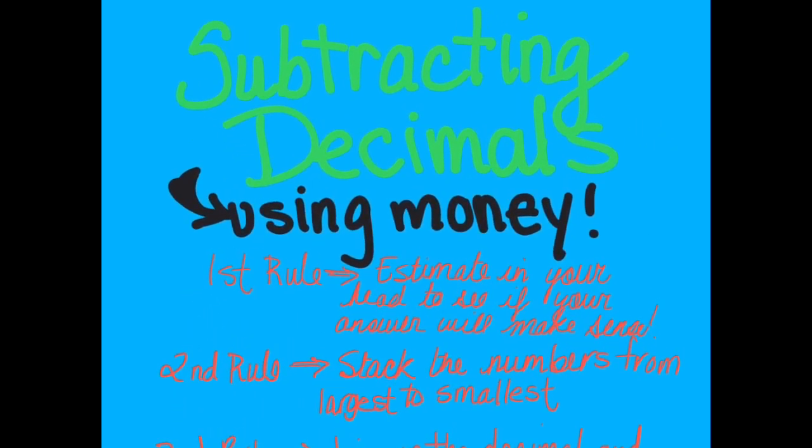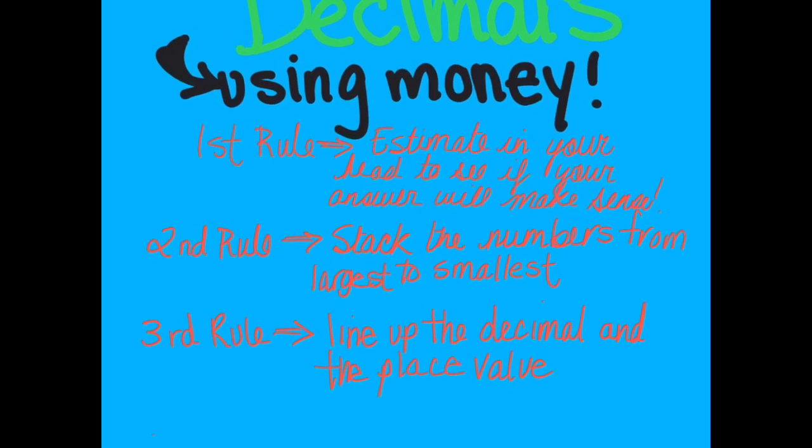First rule, I always estimate first. Estimate in your head to see if your answer will make sense. The second rule, stack the numbers from largest to smallest. That is very important in subtraction. It doesn't matter in addition, although I usually do it in addition. I still do largest to smallest, but in subtraction it will make a difference, just like when we were doing dates in the past. Third rule, line up the decimal and the place value. That is what we've been learning since we've started comparing decimals, so that is what you need to do.